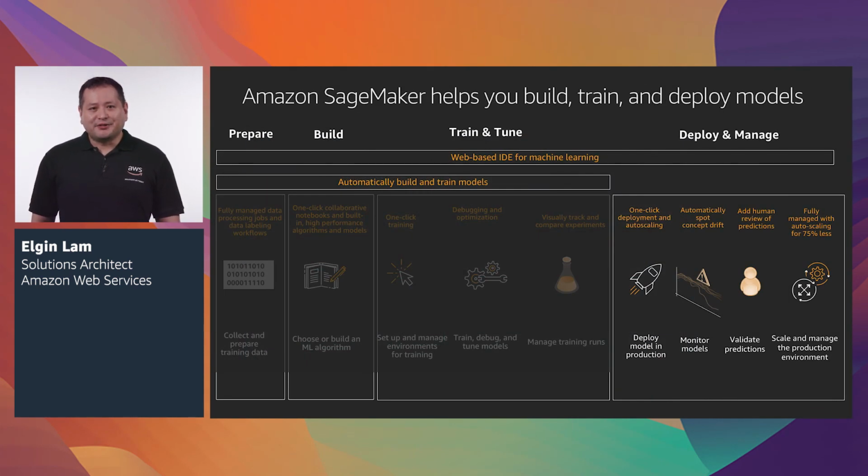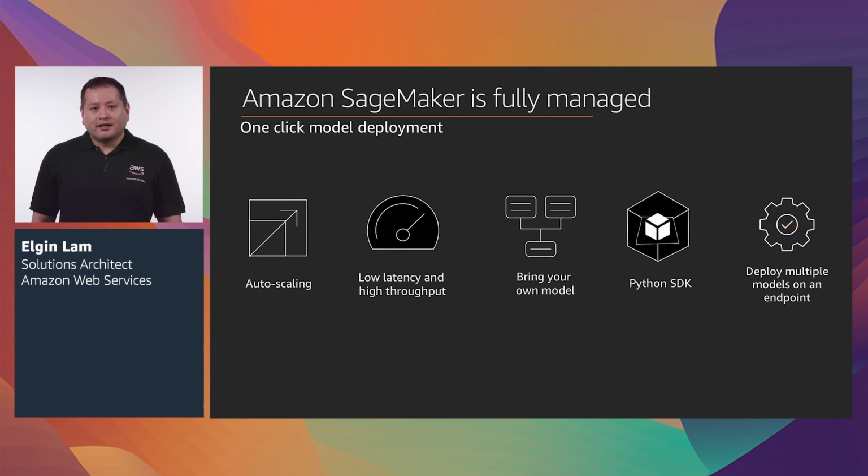Lastly, let's focus on the features of Amazon SageMaker that can help us in the deployment and management of our machine learning models. Amazon SageMaker makes it easy to deploy your trained model into production with a single click, so that you can start generating predictions for real-time or batch data.